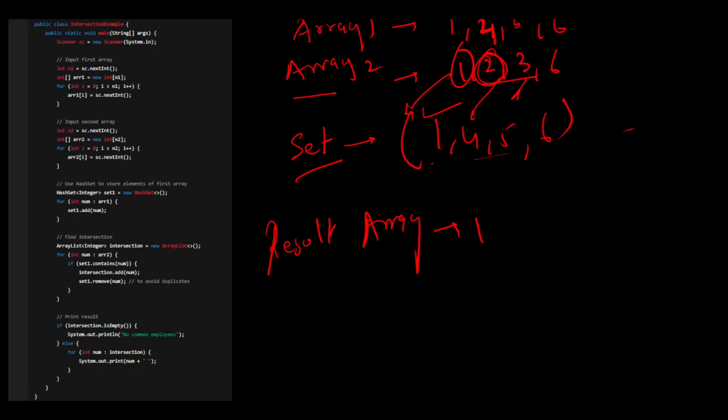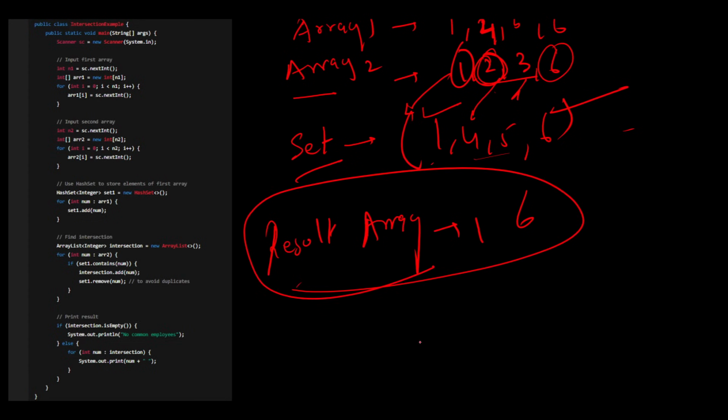Then we will check 3. Does 3 exist here? No. And we will check 6. Does 6 exist here? Yes. So 6 exists in the set. Then we will insert it in our final result also. So our final answer is 1 comma 6. It would be our answer.